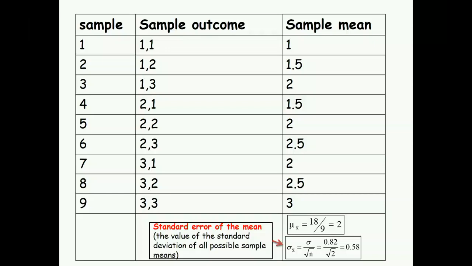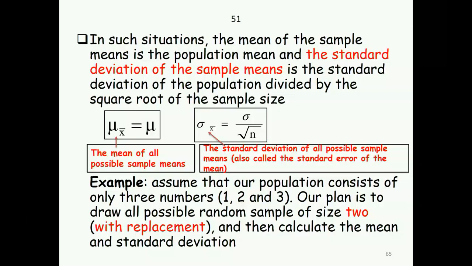I calculated the mean. When I calculate the mean of all sample means, it would be equal to the population mean. The mean of all sample means, these are all means: 1 plus 1 divided by 2, 1 plus 2 divided by 2, 1 plus 3 divided by 2. The mean of all sample means would be equal to the population mean. So the mean of all possible sample means would be equal to the population mean. But the standard deviation of all possible sample means is not equal. It has to be this way.